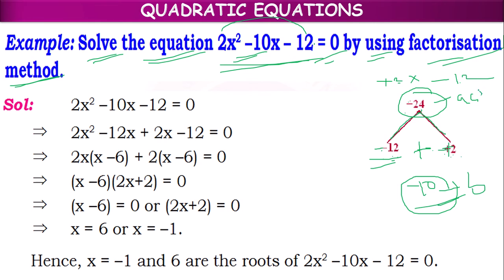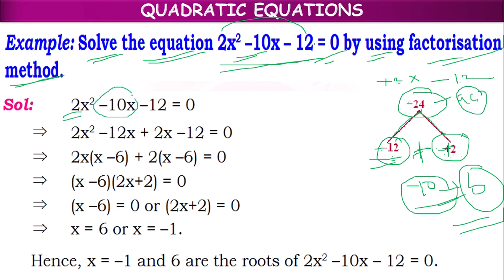So according to step 1, we have splitted ac into two parts whose sum is equal to b. So now minus 12 plus 2. So now 2x square minus 10x is the middle term. Minus 12 equal to 0. Instead of minus 10x, we will take minus 12x plus 2x. So the middle term we have split into two terms.